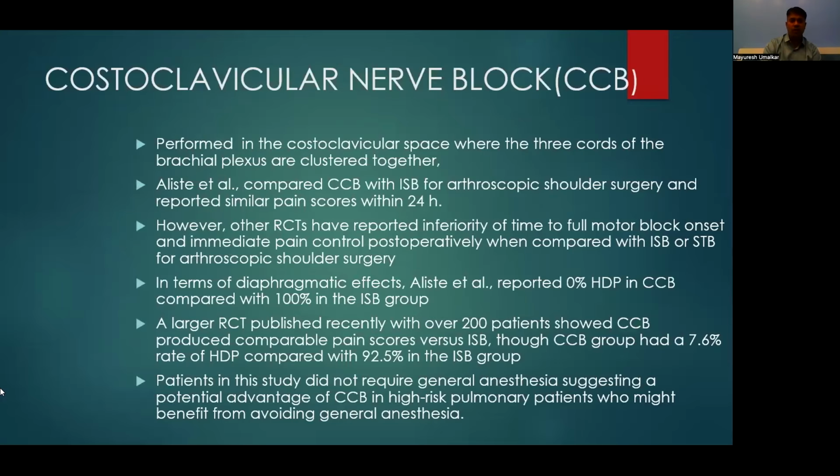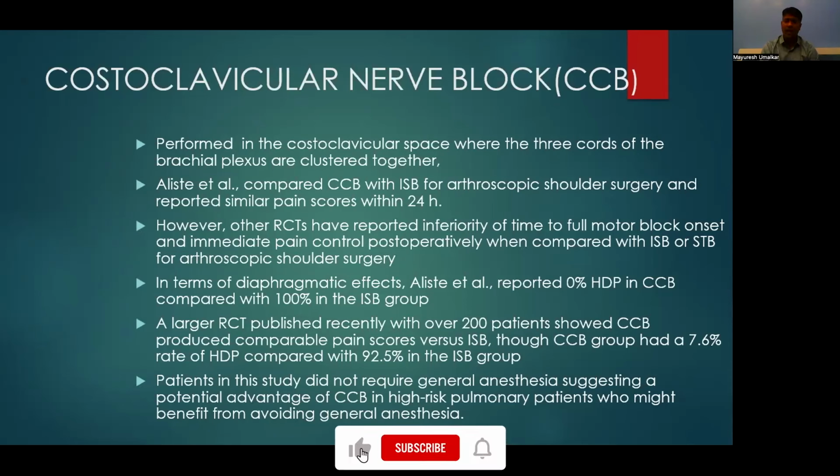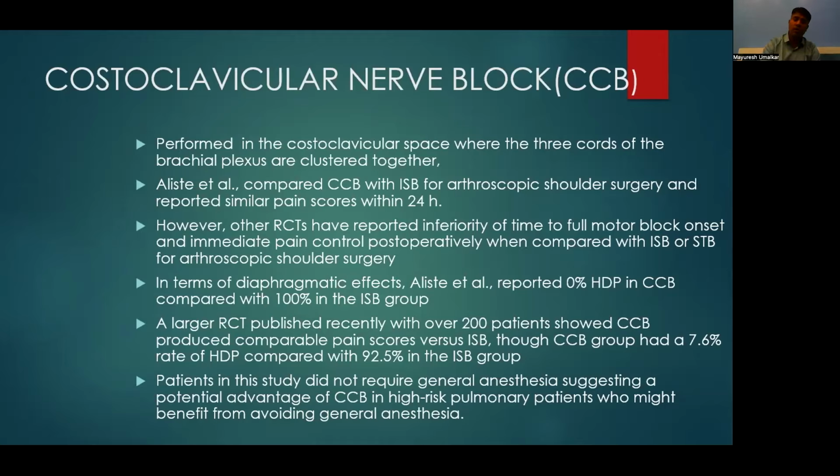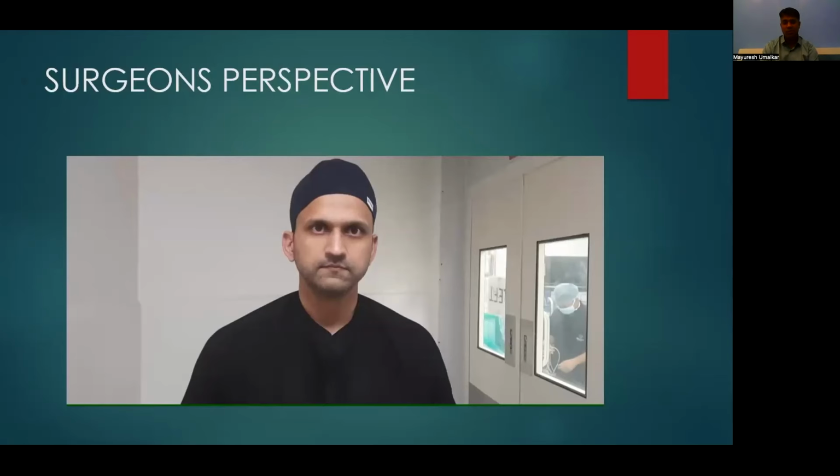Coming to the costoclavicular block, it is just the infraclavicular block, performed at the costoclavicular space where the three cords of the brachial plexus are clustered together. As per the study, they say that full surgical anesthesia is possible with costoclavicular block, but I am not getting the point: is the suprascapular nerve not covered in the costoclavicular block? Then how does the shoulder get anesthetized completely? I just want to know my surgeon's perspective. He has been doing arthroscopic shoulder surgeries for 10 years, and I have been attached to that hospital for 3 years. So let's hear what he says.